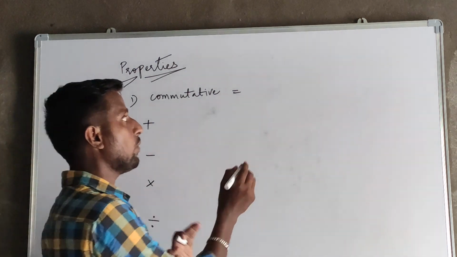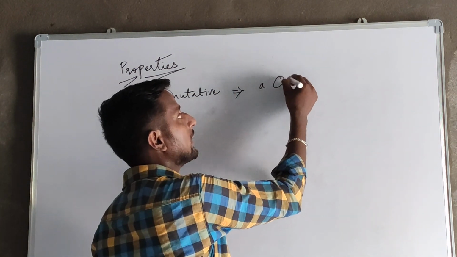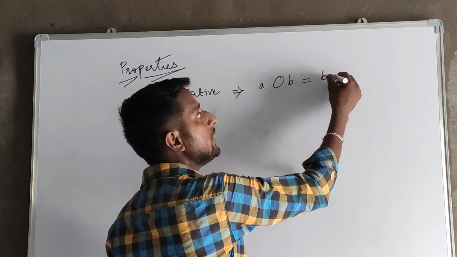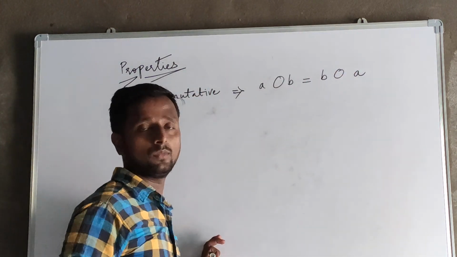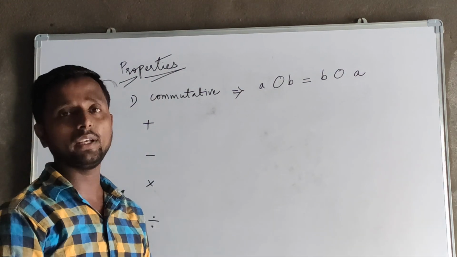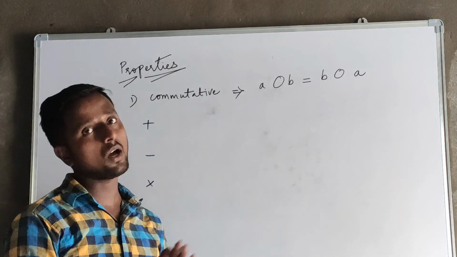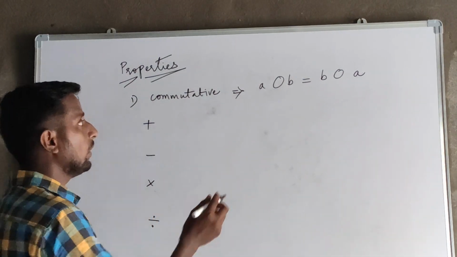Am I right? So commutative property is nothing but A circle B is equal to B circle A. What is circle? In the place of circle, you can use any binary operation. Again, we'll check whether the condition will be satisfied or not. Okay. Now, what is the first condition?